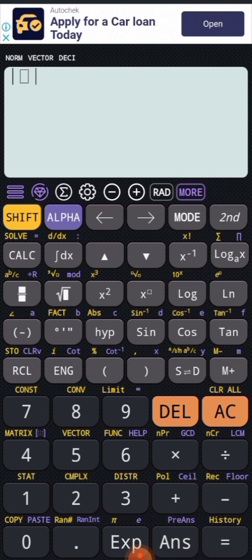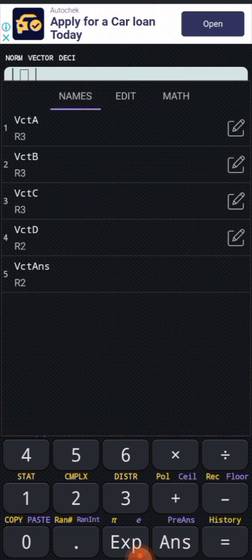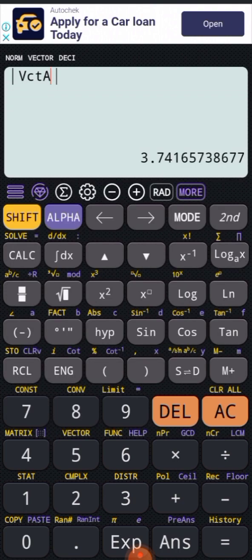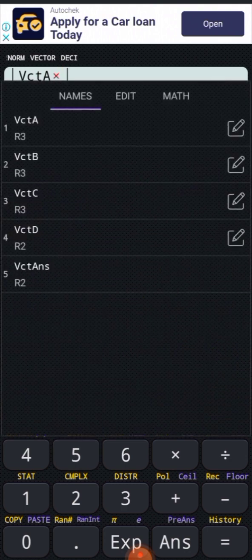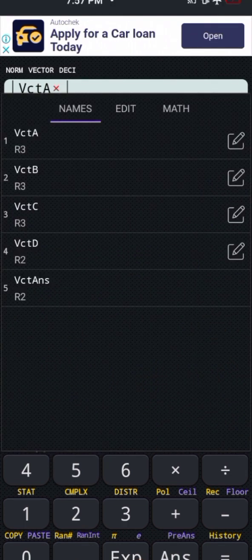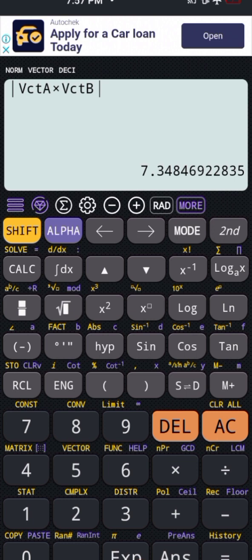How do you type A cross B? Shift 5, 3. Press shift 5, 3, times, shift 5, 4. So the answer will be 7.35 square units. That will be the area of the parallelogram.